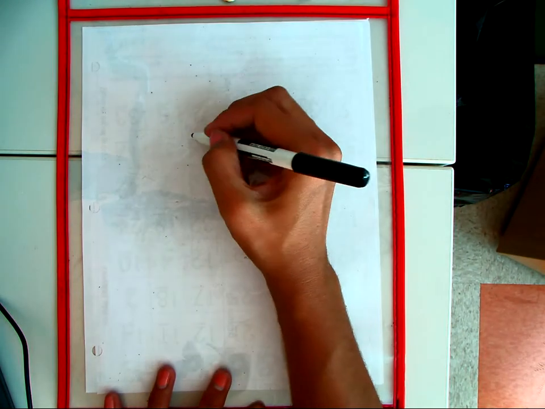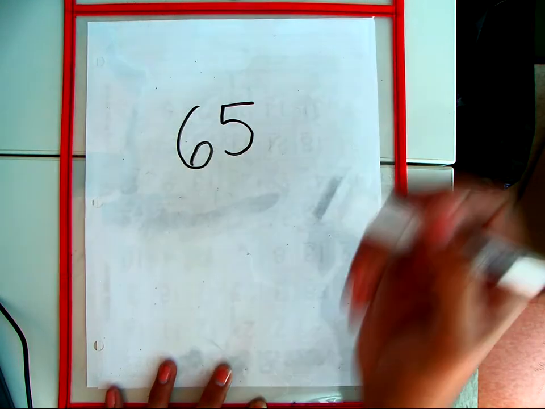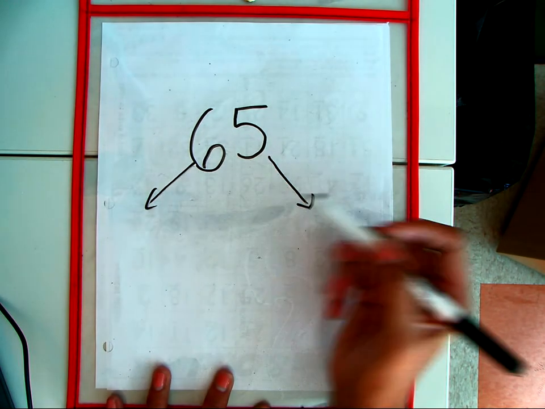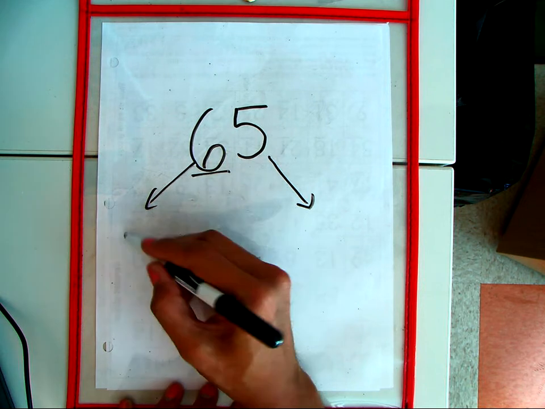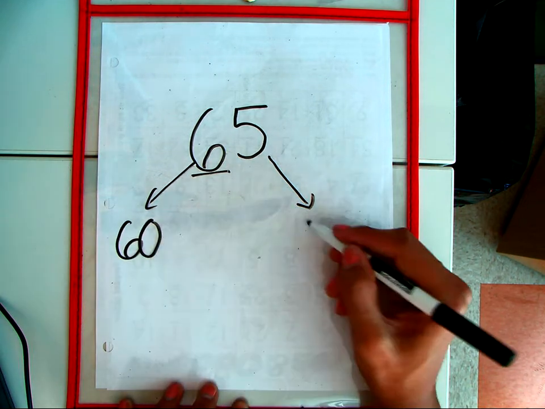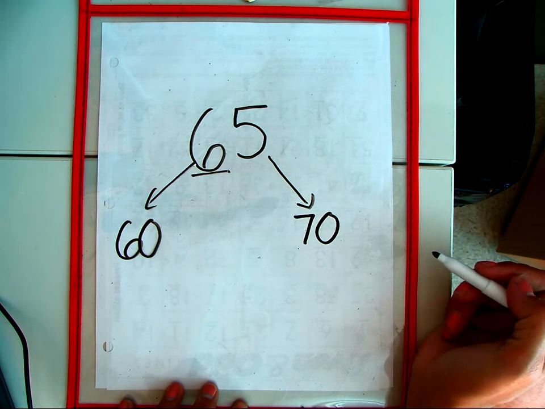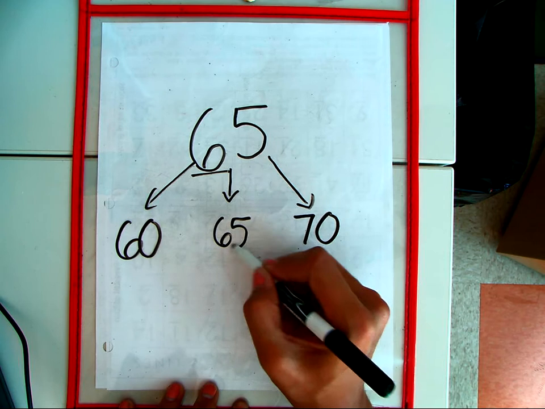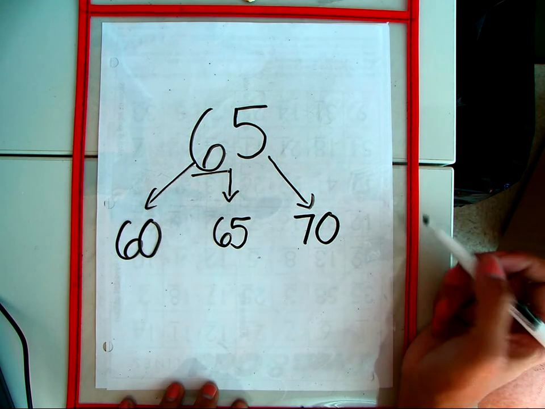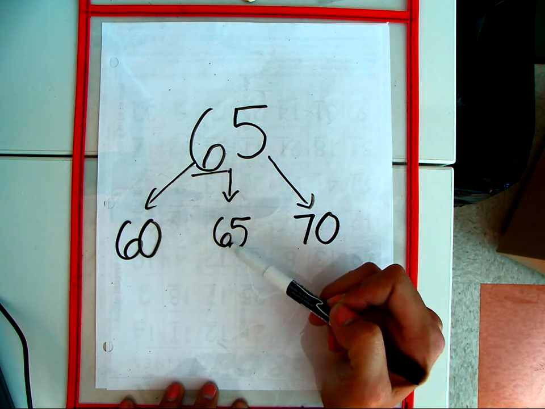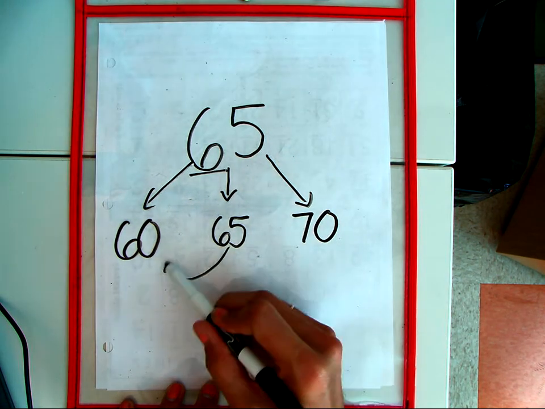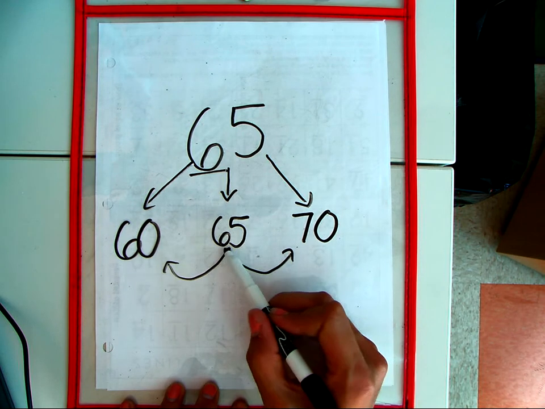Let's do one more 2-digit number. I'm going to do 65. 65 is in between two groups of 10. The 6 in the tens place stands for 60. After 60 comes 70. The midpoint is 65. When I'm comparing 65 to the midpoint, I realize that these are the same number. So I can't decide if it's less than or greater than because it is the midpoint.